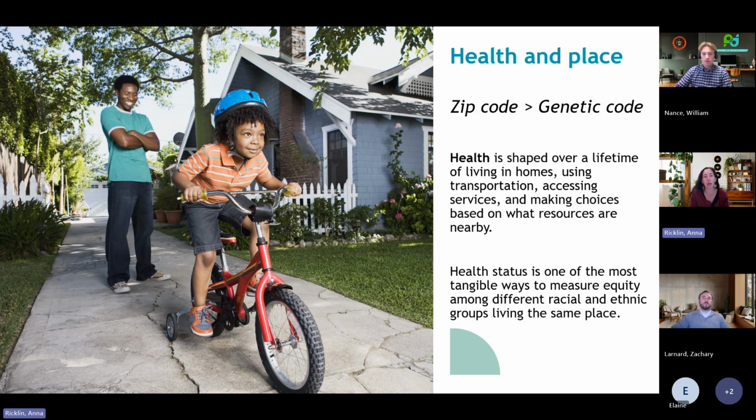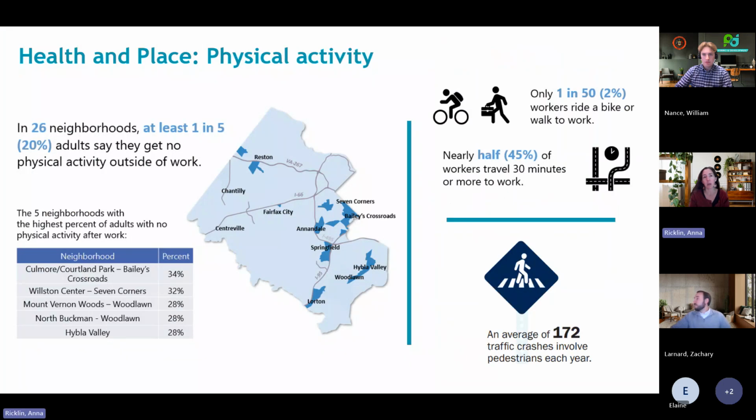And of course, health status, which is the outcome of our lifetime of conditions and choices that we're living in, is one of the most tangible ways to measure equity among different racial and ethnic groups living in the same place. So place impacts your health, and health is a very important component of equity in our community. A few pieces of data about health in our community as it relates to place. Not all health behaviors or health factors relate to place, but there's a lot of them that do. And one of them is physical activity.